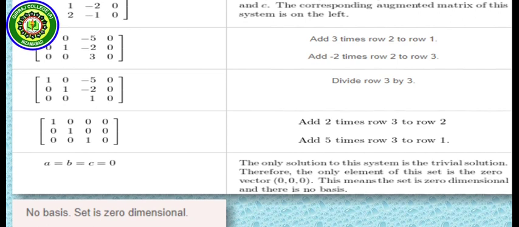So here matrix A is this one. So determinant is not equal to 0. So here we write the equations: 1 into a equals 0, 1 into b equals 0, 1 into c equals 0. So the only solution to this system is the trivial solution. So therefore the only element of the set is the 0 vector. So this means the set is 0 dimensional and there is no basis.